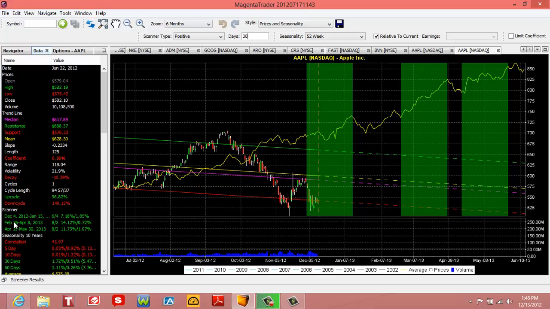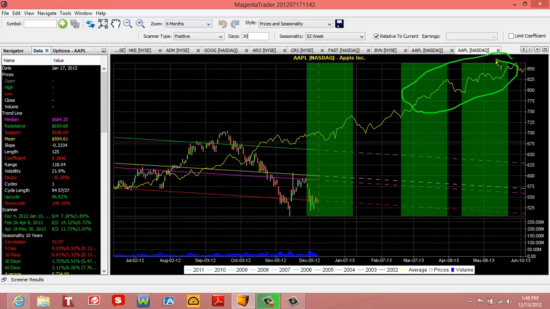Now you can see from February 26 to April, Apple's gone up 8 out of the last 10 years, and it's gone up 14%. And then we have another good seasonal time for Apple, which is April 19 to May. It has gone up 8 out of the last 10 years, 11%. So this time of the year is when Apple really starts to go up. So we have a very strong tool here with Magenta Trader to be able to find the best time of the year where the probabilities are in your favor.